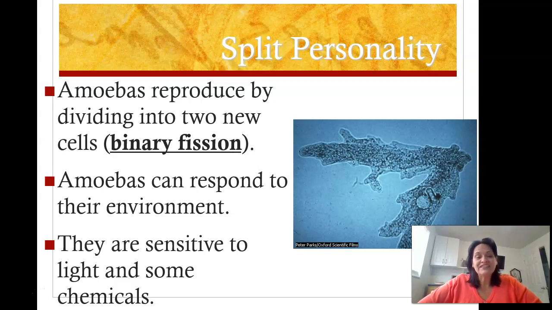Amoebas reproduce by dividing into 2 new cells called binary fission. Amoebas can respond to their environment, and they are sensitive to light and some chemicals. So they can either move towards light and towards chemicals if it's something that seems friendly for them, or they can run away, an adaptive avoidance behavior, depending on if they feel in a dangerous situation. So they can respond to their environment.